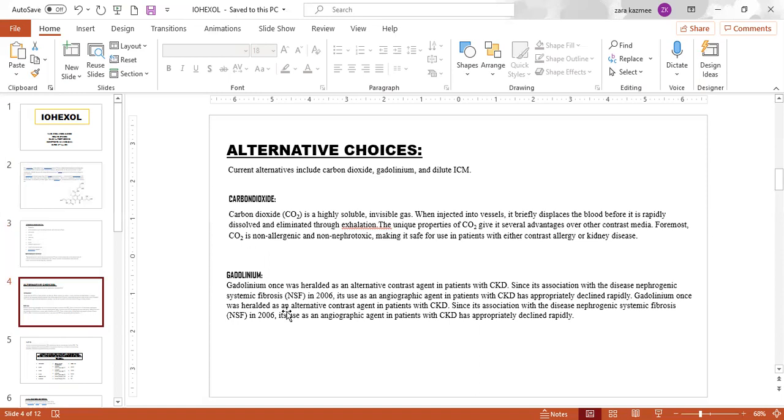Second, we have gadolinium. Gadolinium was heralded as an alternative contrast agent in patients with CKD. Since its association with the disease nephrogenic systemic fibrosis in 2006, its use as an angiographic agent in patients with CKD has appropriately declined rapidly.